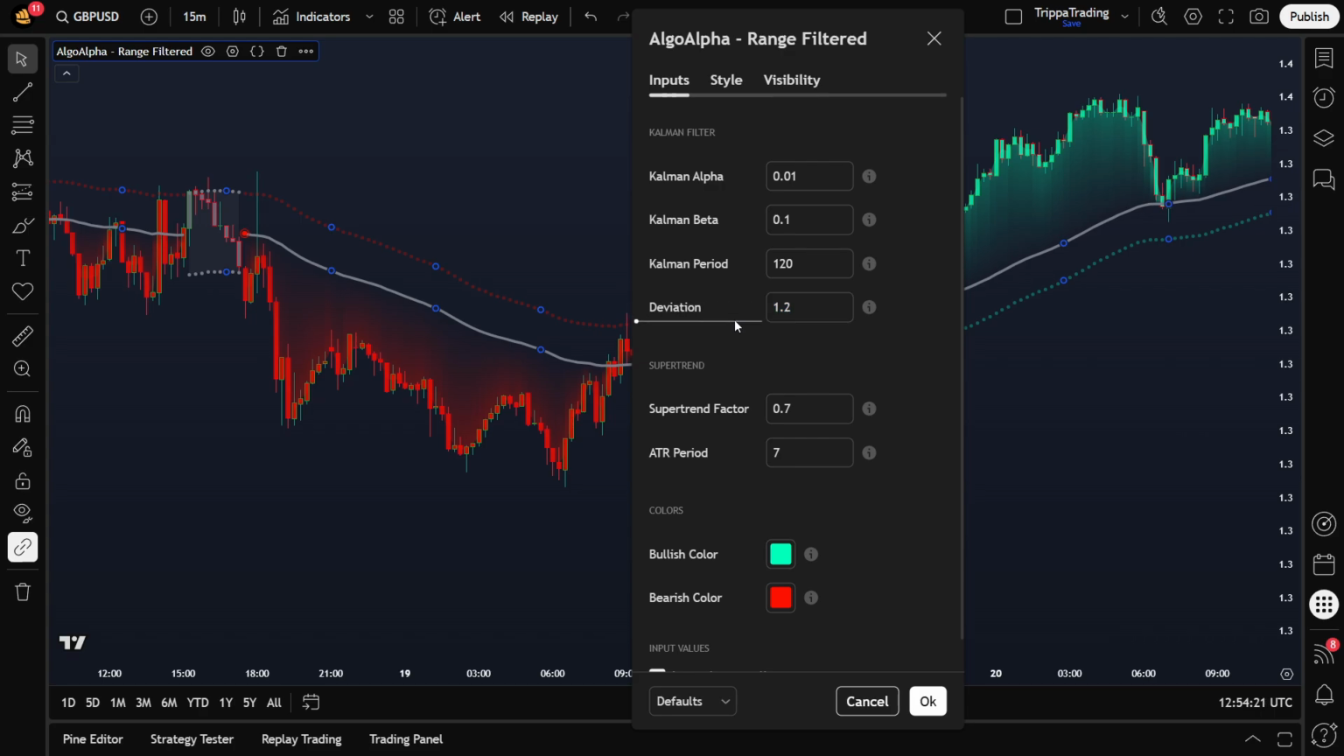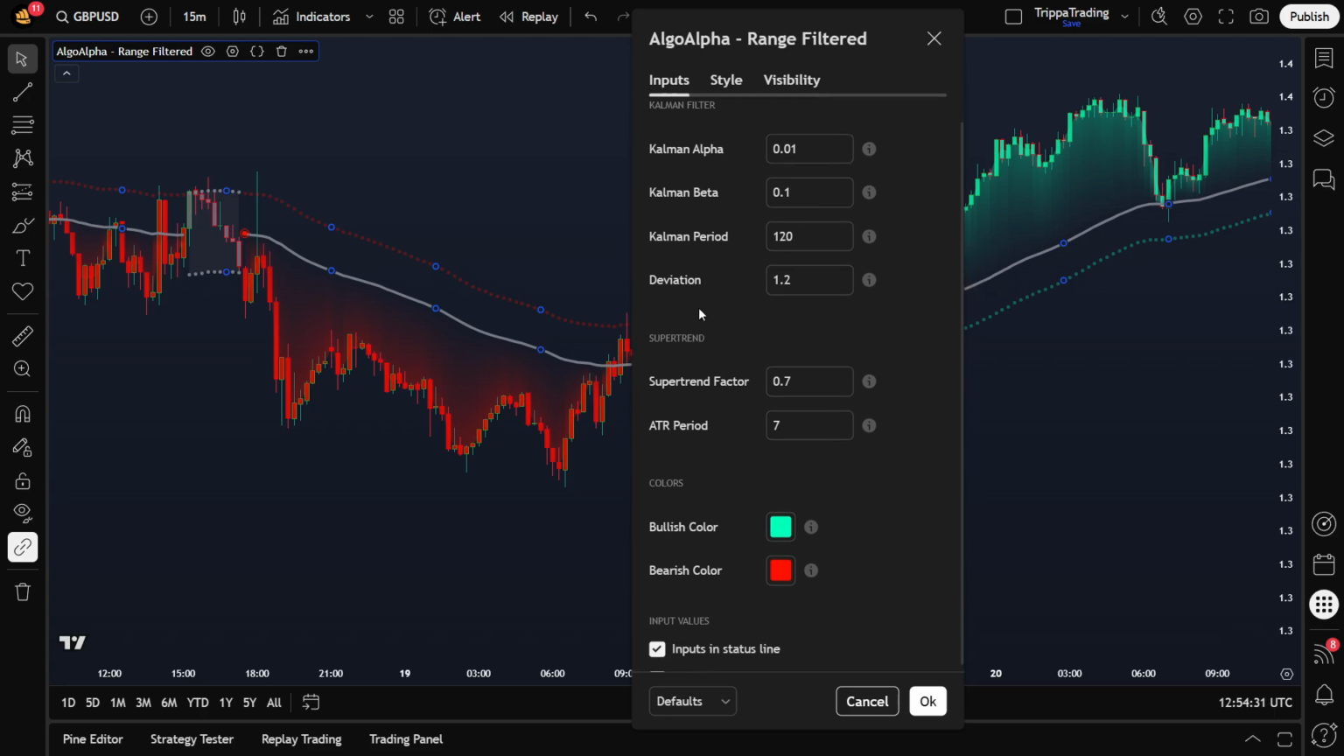Then we have the deviation setting. At 1.2, this affects how wide those range bands stretch out from the midline. So when volatility increases, those bands expand, and when it's calm, they tighten up.